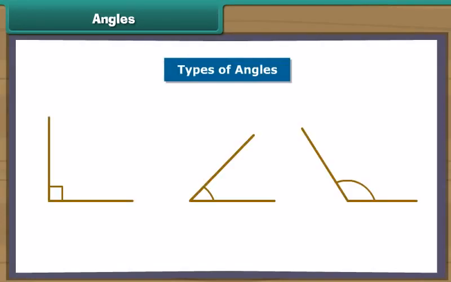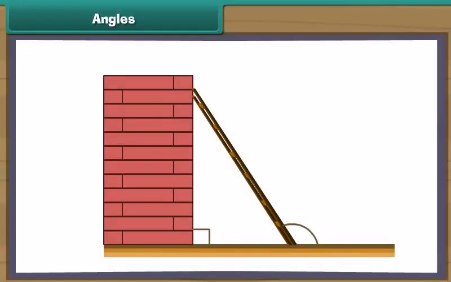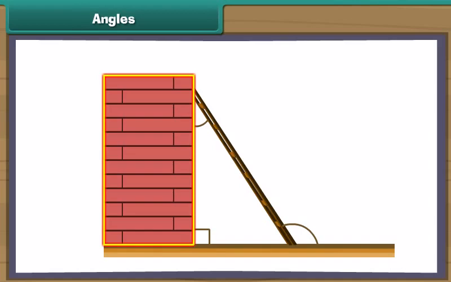Look at this scene. In this, a ladder is standing against the wall. Let us look at 3 angles. First, the angle which the wall makes with the ground. Second, the angle which the ladder makes with the wall. Third, the angle which the ladder makes with the ground. Let us begin with the angle that the wall makes with the ground.